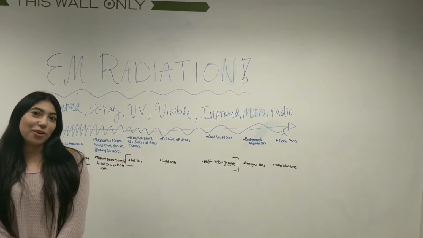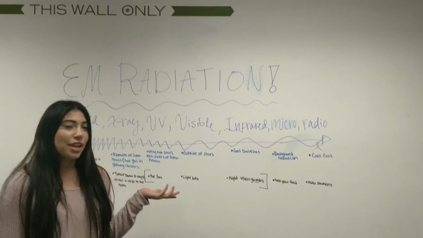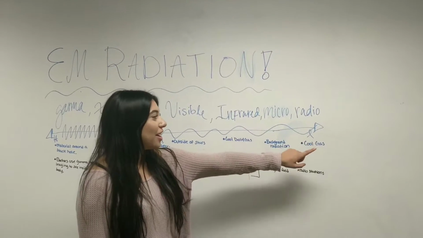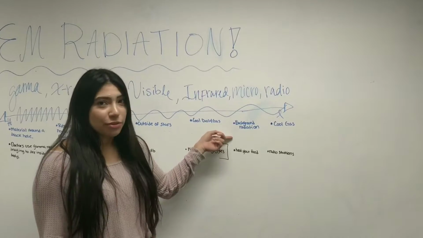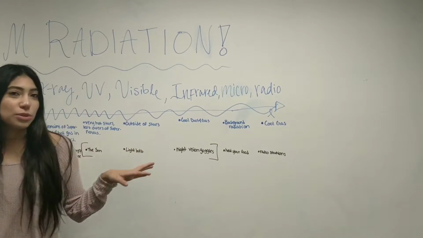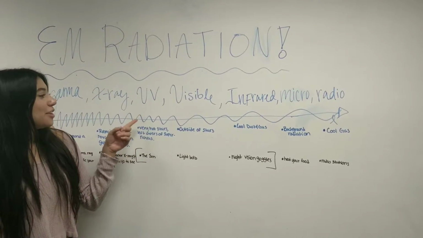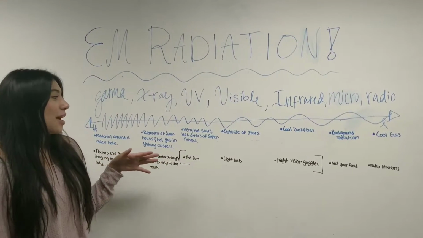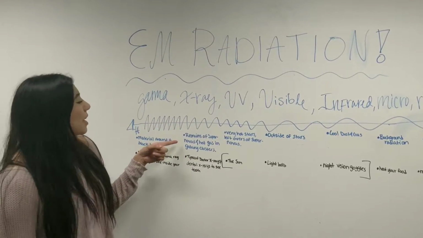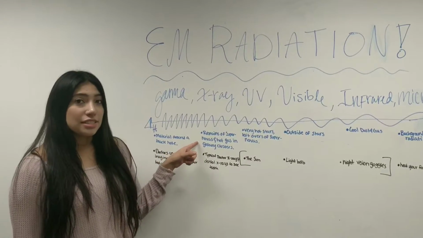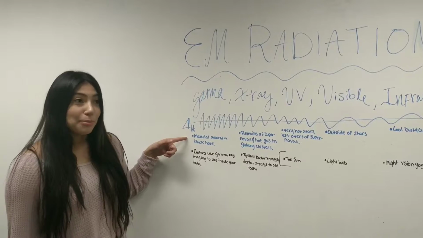According to sciencelearn.org, we found that some of these examples are used in astronomy. So for radio waves, you find cool gases, and then micro is background radiation. Then infrared is the cool dust and gas. Visible is outside of the stars. UV is very hot stars, and leftovers of supernovas. X-rays are, again, remains of supernovas and hot gases in galaxy clusters. Gamma waves are material around the black hole.